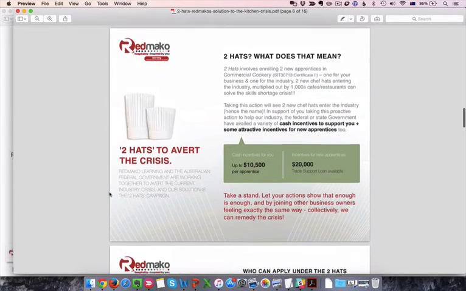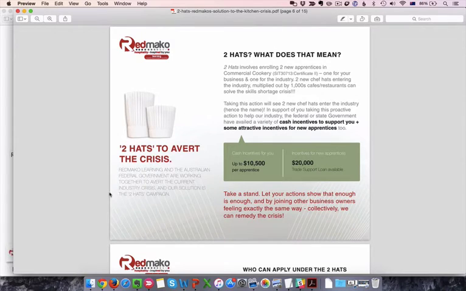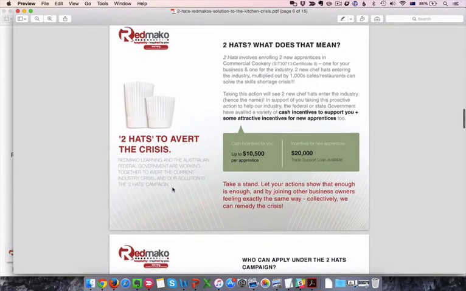Now, if I dig into the ebook, I find that the big benefit here is that the cafe or restaurant owner will receive cash benefits from the federal government of up to $10,500 per apprentice that they take on, and the apprentice themselves could receive up to $20,000 in trade support loans. So that's a pretty massive benefit, I would have thought.